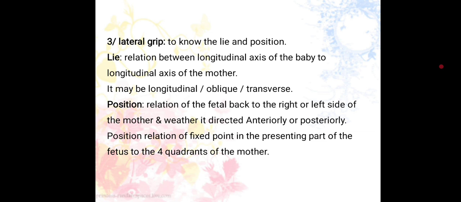The second grip is called the lateral or umbilical grip. The lateral grip is used to identify fetal lie and fetal position. Fetal lie, by definition, is the relation between the longitudinal axis of the baby and the longitudinal axis of the mother. It will be either a longitudinal lie, oblique lie, or transverse lie.